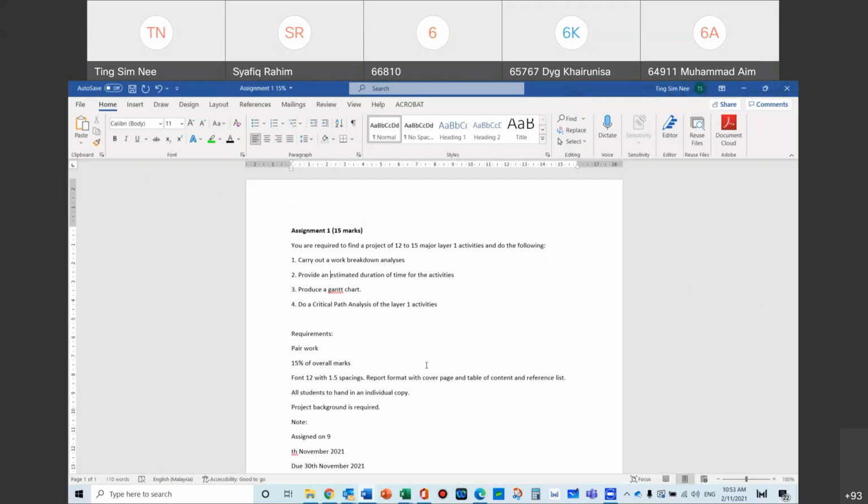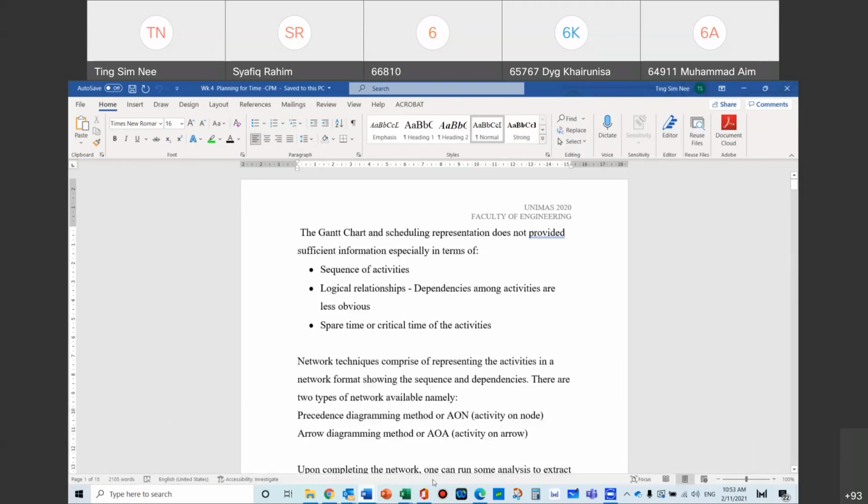What I mean by major level or major layer is that all together you must have 12 major activities, meaning from the general activities onwards you must have about 12. Then after that you break it down into smaller sections, like 2 or 3 smaller layers, and overall you have 12. Then you carry out your work breakdown, like what I showed you just now in the notes here.